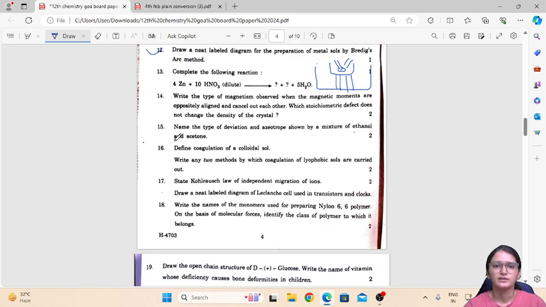Next is, complete the following reaction. Now this is from P block elements only. HNO3, nitric acid. So group 15 elements, you will find this. Zinc, when treated with dilute nitric acid, we get which two compounds? So here the first main compound that we get is zinc nitrate. So Zn(NO3)2.